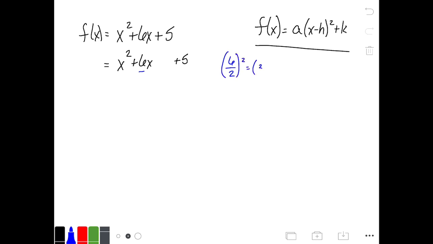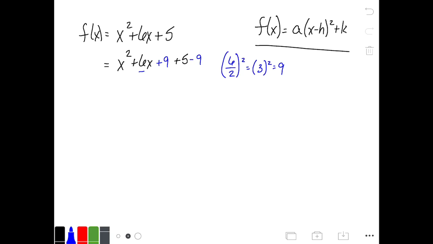You take the number next to x, you halve it, and then you have to square it. So half of 6 is 3. 3 squared is equal to 9. So I take that 9 and I put it in the little spot right there that I left. Remember, in math, you can manipulate equations, but you can't change values. So since I added 9 to this side, I need to also subtract 9 from this side. So that's what I end up with.